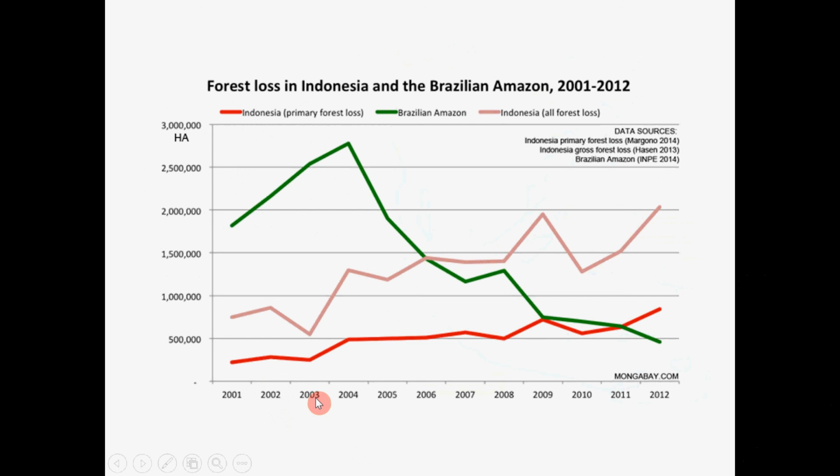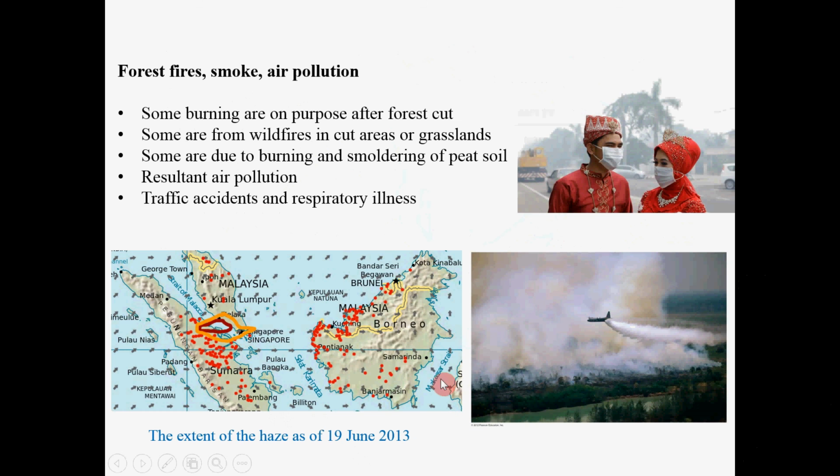This slide shows that during recent years, we see a drastic decline in the forest loss in the Brazilian Amazon basin, but at the same time, we see a gradual increase in the forest loss in Indonesia. This is really not a good sign for the region.